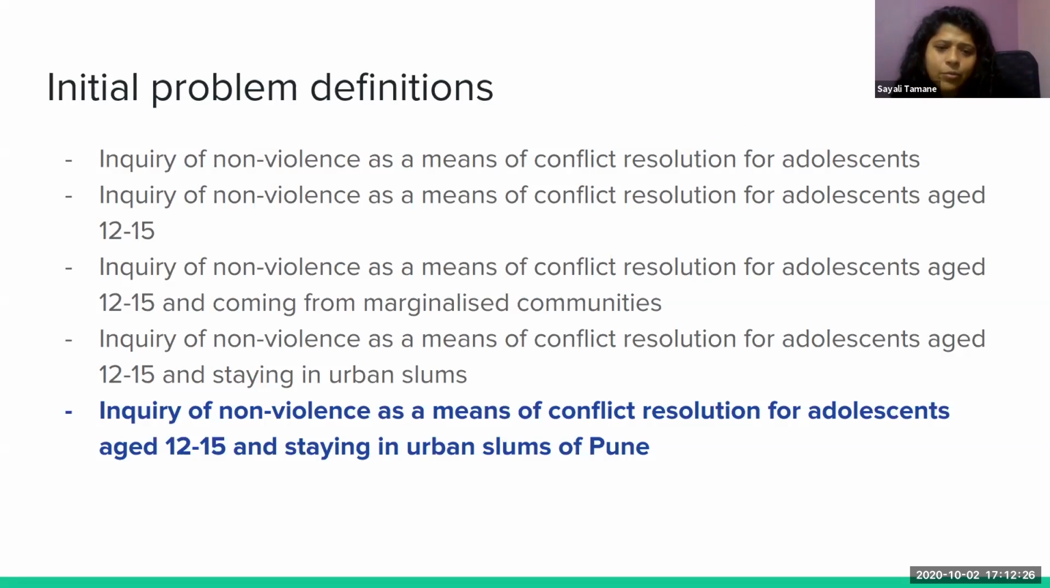But then we also realized after talking to people that marginalized communities are very different. Like for a community in a village, the behavior, the way they think might be very different from those staying in cities. So then we specified and said, okay, we want to design it for the adolescents who are staying in urban slums. And further on, we went on to say that it is urban slums of Pune, because we had experience from that part. So we said, let us make it even more specific and say it is urban slums of Pune.